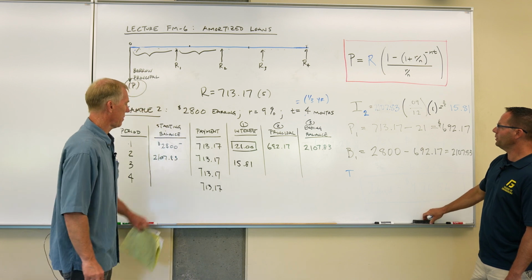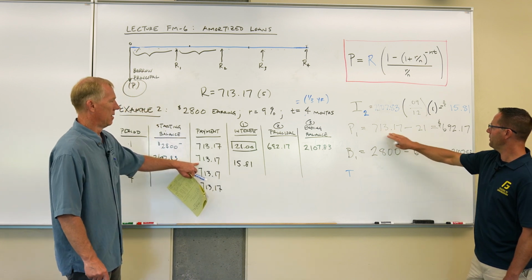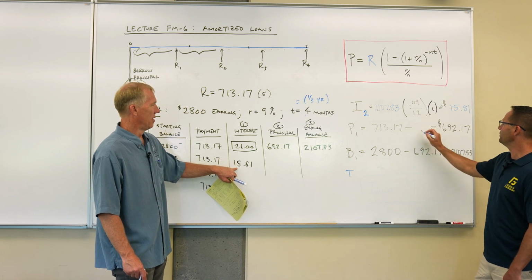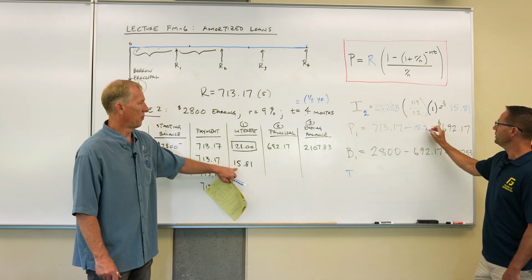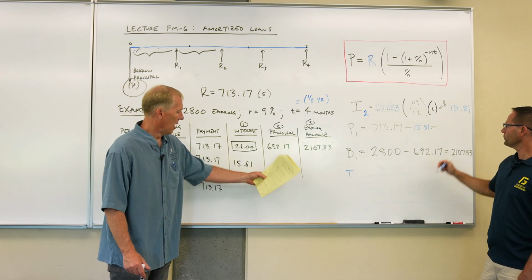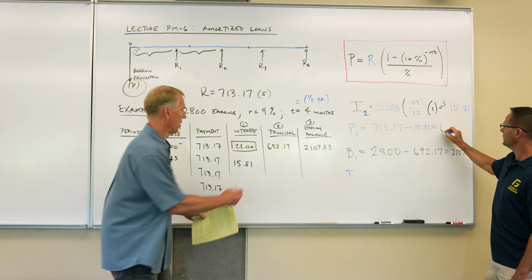And then my principal would be, let's see, the 713 is the same, but I don't want to minus the 21 because I pay less interest. In fact, I pay $15.81. Beautiful. Look at the flow and the repeating nature of this loan. I got a value here of $697.36.